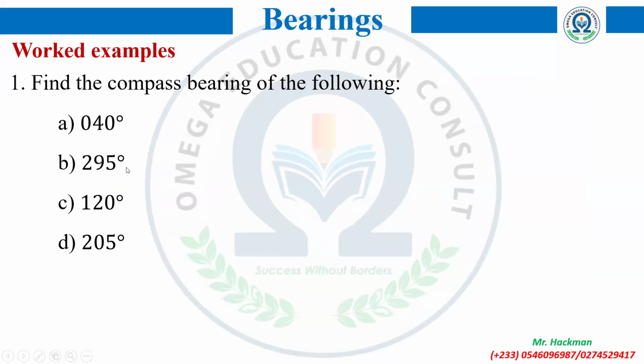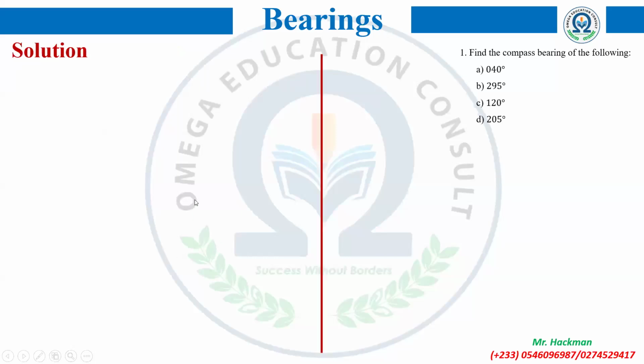So in this situation, you can see we are supposed to find a compass bearing of the following. And you can see that what you have here are the true bearings, respectively. So now let's go and look at the solution. Compass bearing. So we need to get the diagram for the true bearing that you have there. That will help us get the compass bearing. So in this case, A.